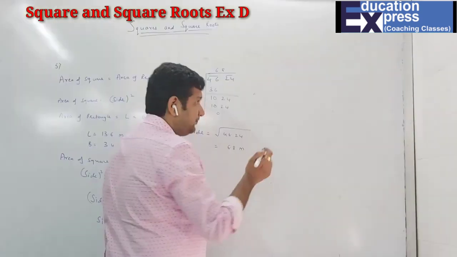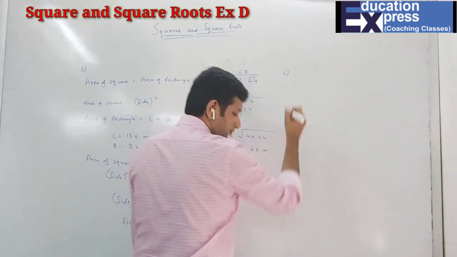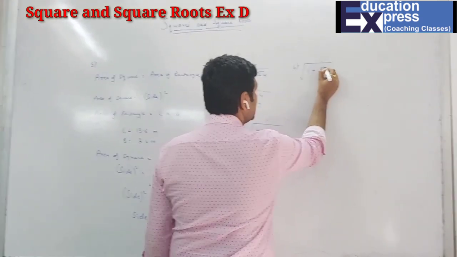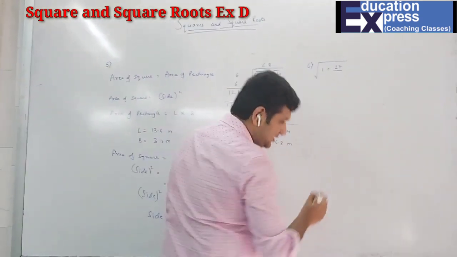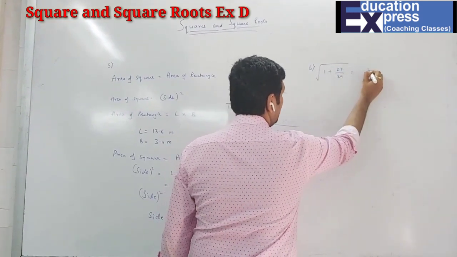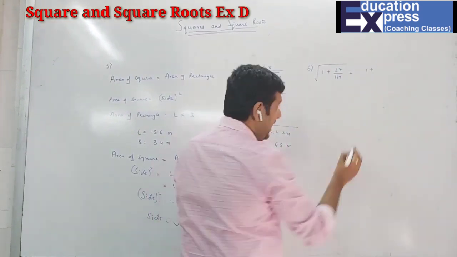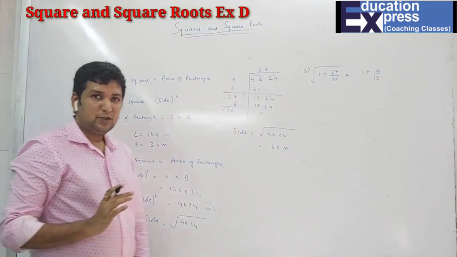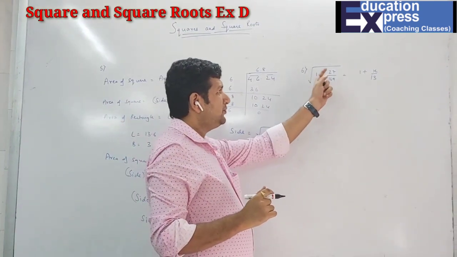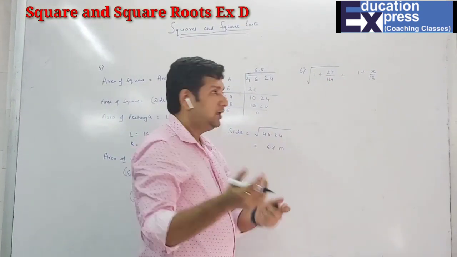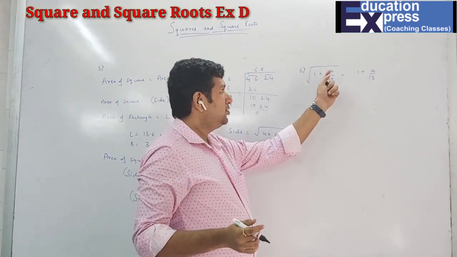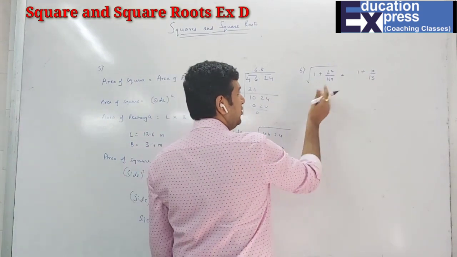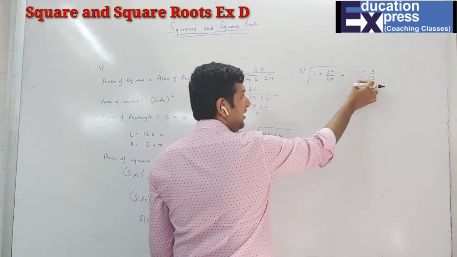Now 6th sum. Under root 1 plus 27 upon 169 is equal to 1 plus x upon 13. Find the value of x. So it's a normal sum. Just under root you have 1 plus 27 upon 169, of which we first take an LCM and then find the square root. So first I know that I have to compare this with this, and then I have to get the value of x.